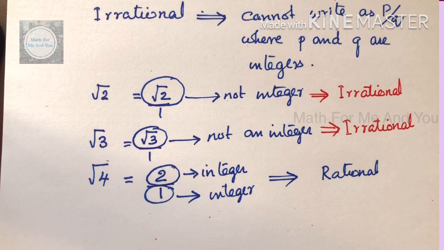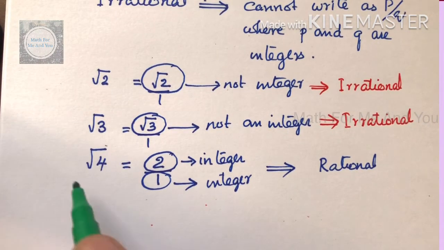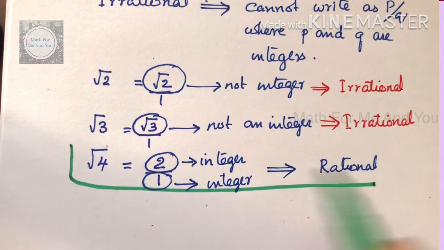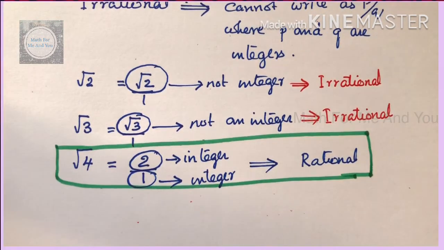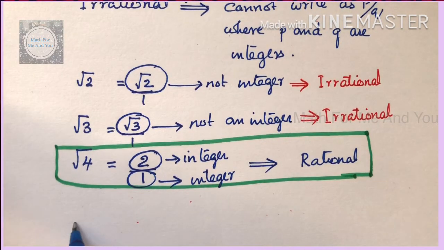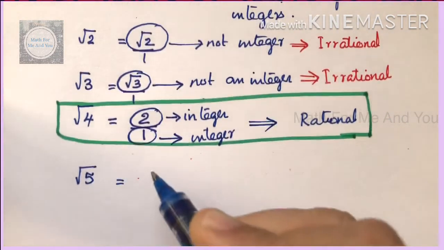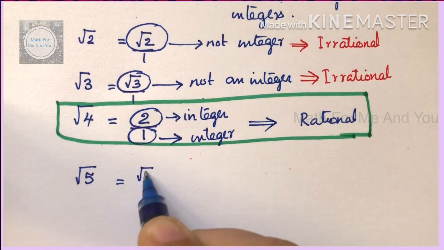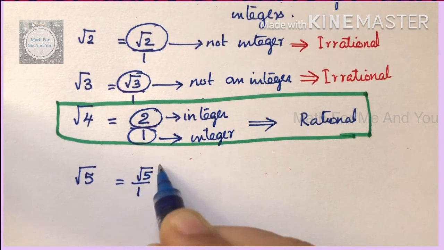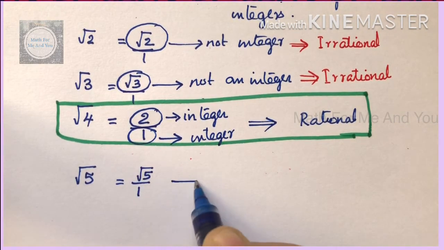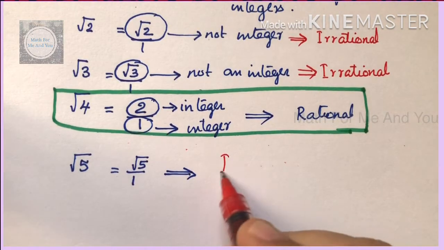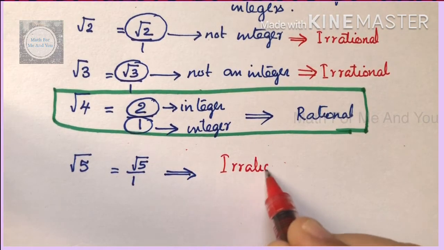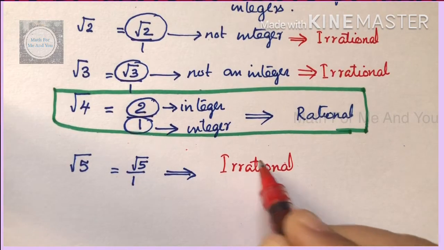So here it is not like root 2 and root 3. Root 4 is rational because inside the root is a perfect square number. In the first case, root 2, 2 is not a perfect square. Also root 3, 3 is not a perfect square. Next let's check root 5. Is it irrational or rational? Root 5, that means 5 is not a perfect square. So we can write root 5 is irrational.